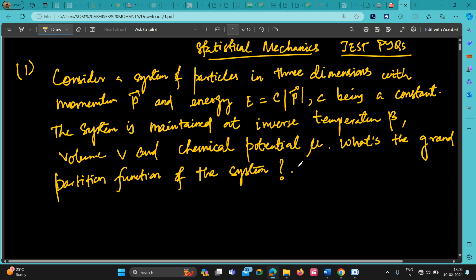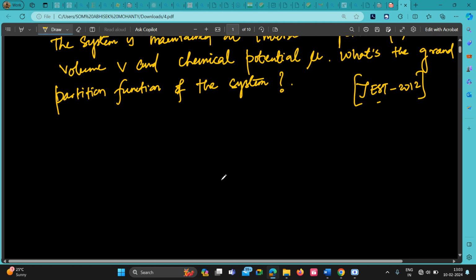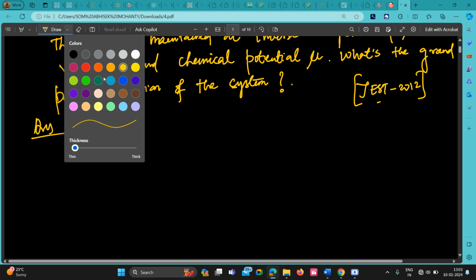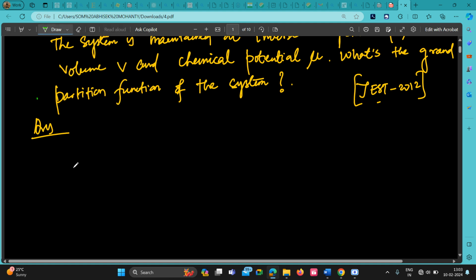Is that alright? Consider a system of particles in three dimensions with momentum p and energy E is equal to Cp. The system is maintained at inverse temperature beta, volume V, chemical potential mu. What is the grand partition function of the system? Okay, you are asked the grand partition function. This came in JEST 2012. Okay, you can write down.